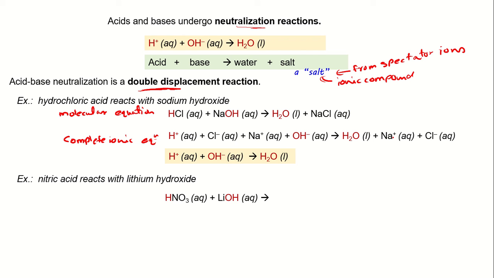So once you remove the spectator ions, what are the spectator ions? You have sodium and chlorine. These two are the spectator ions, in this case forming this salt. This is your net ionic equation.